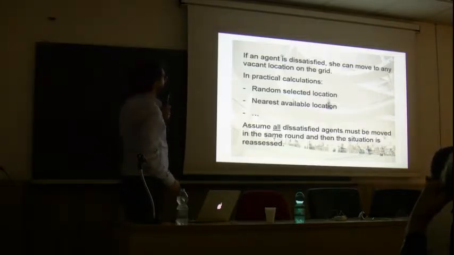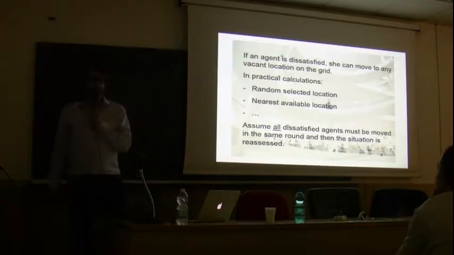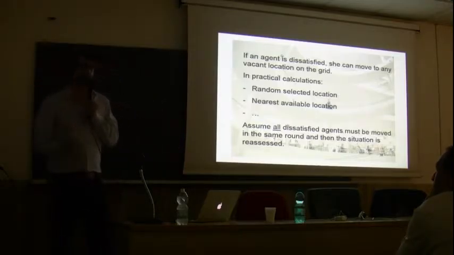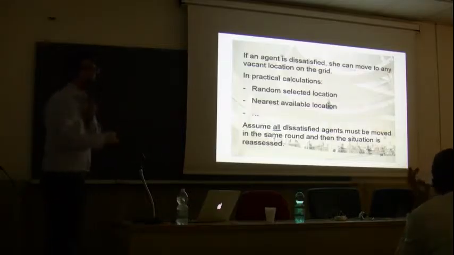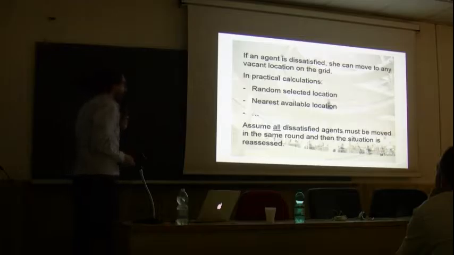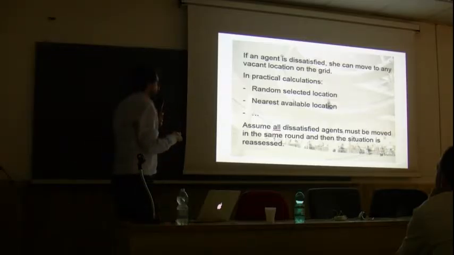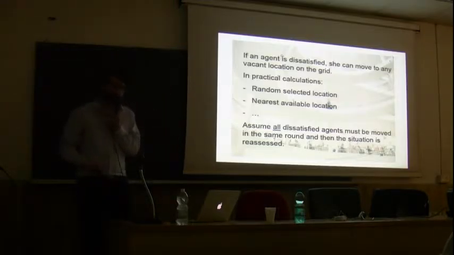If an agent is dissatisfied, she can move to any vacant location in the grid. Different instantiations of the model work this a bit differently. You can either randomly select the location where the agent jumps to, or you can take the nearest available locations, slightly different. And you assume that all dissatisfied agents must be moved at the same time. And then the situation is reassessed.